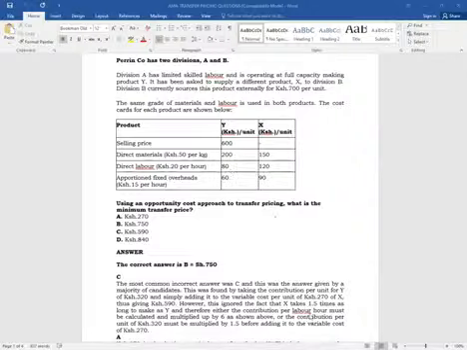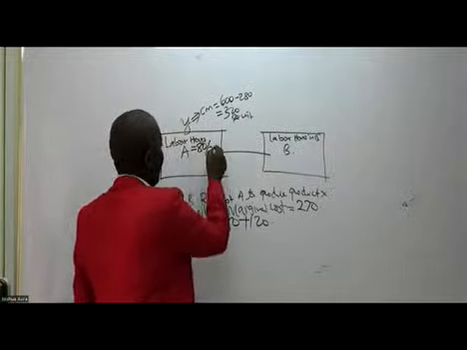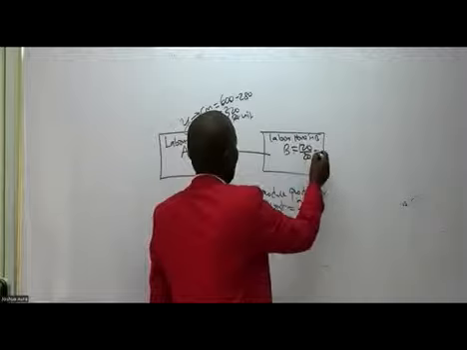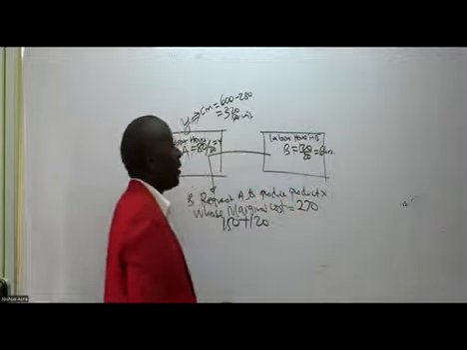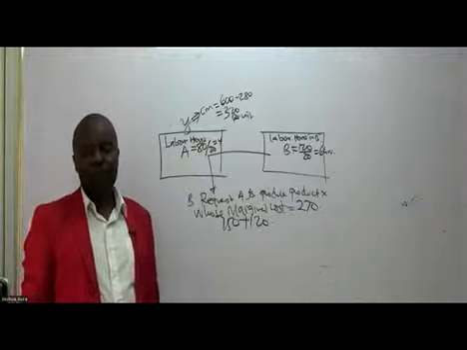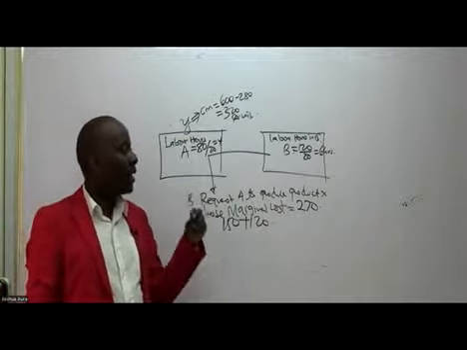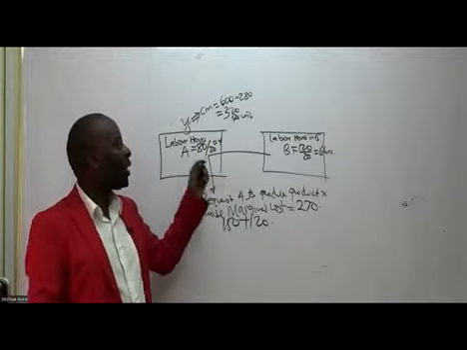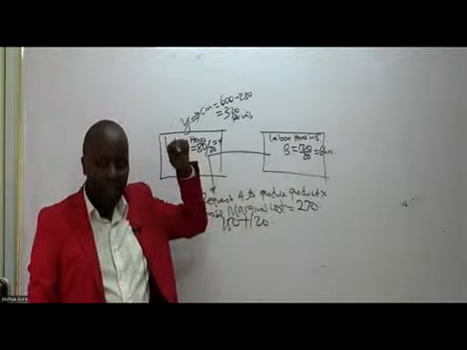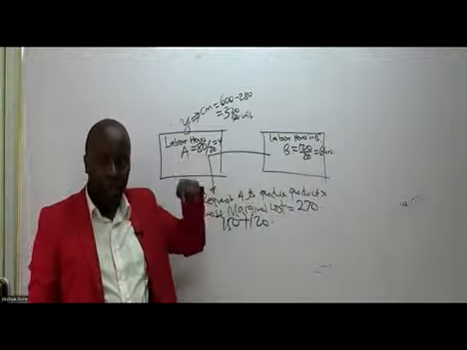And here we have 120 divided by 20, which gives me 6 hours. So now the question is, in terms of labor, should I produce this product X, which needs 6 hours in total? How much contribution will I lose here?